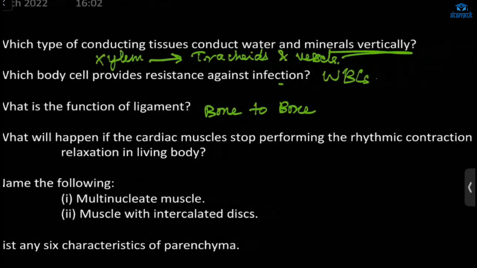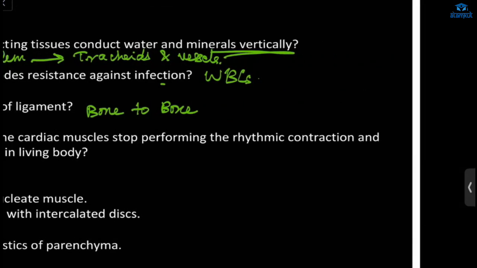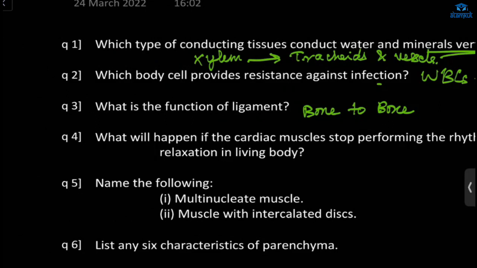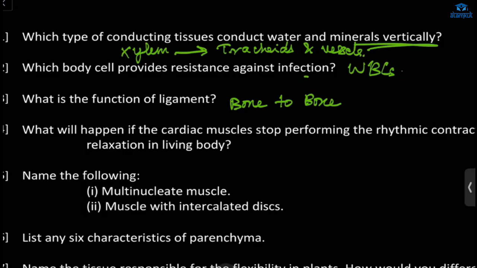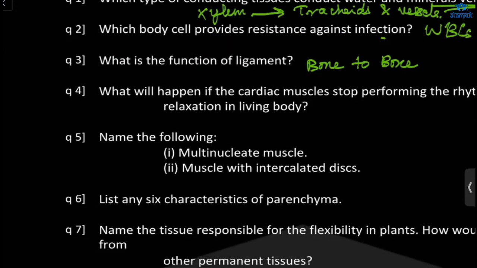Next one. What will happen if cardiac muscles stop working? Then the blood will not be pumped and the organism will eventually die. That's all. Next one. Name the following. Multinucleated muscle: striated or skeletal muscle fibers. Yes. And muscle with intercalated disc: cardiac muscle.